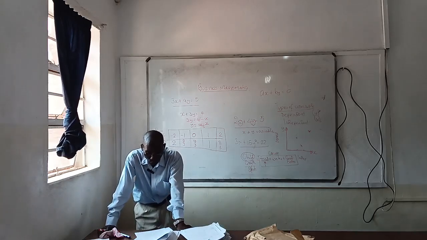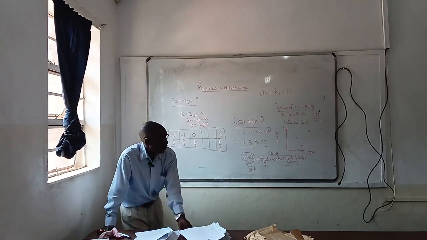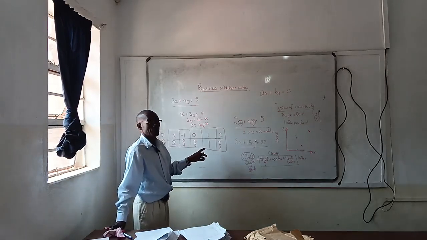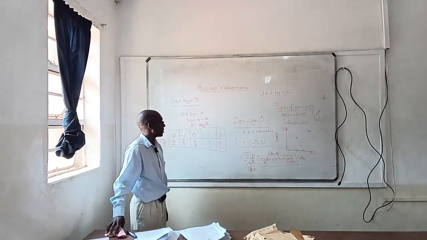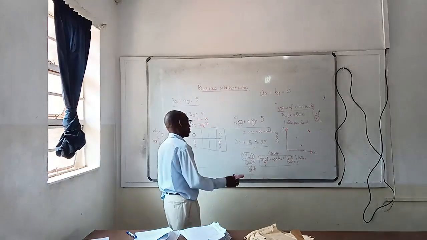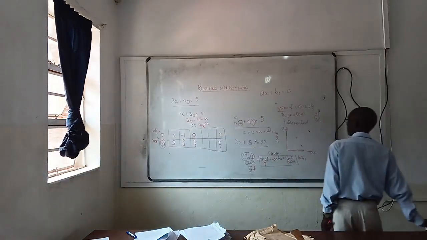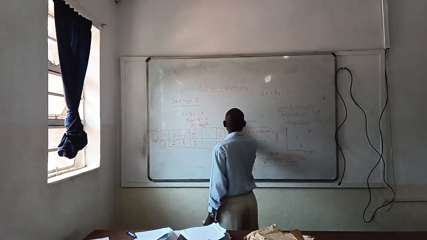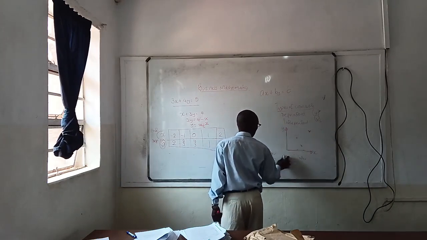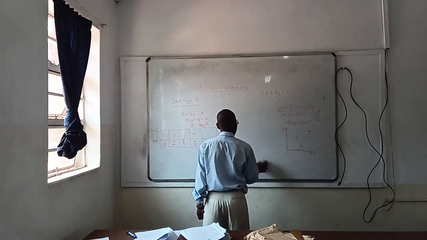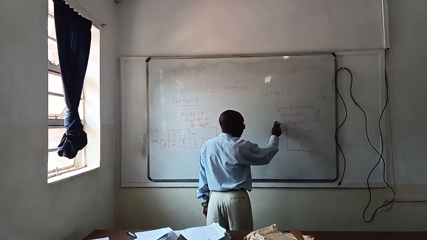A linear equation is an equation between two variables that gives a straight line when plotted on a graph. If you are to plot this on a graph, this would be a straight line. Let's look at whether what we are saying is true or not. This is the most important thing you have to know.